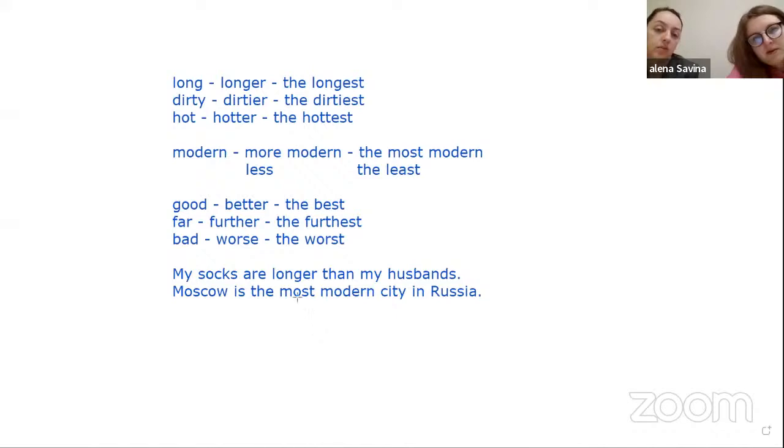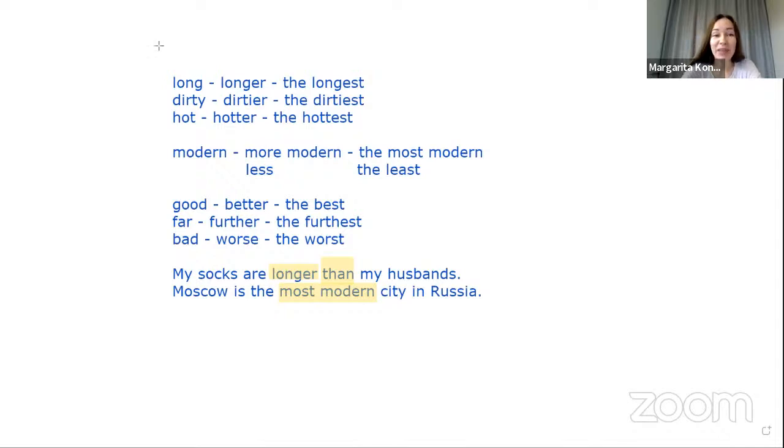Okay, so in our first example, we have the word longer, yes? In the second example, we have most modern. When we have a comparative form, we must use the word than, yes? Чем. Мы два чего-то сравниваем. А вот когда the most modern, это самый. Yeah? So Moscow is the most modern city in Russia.